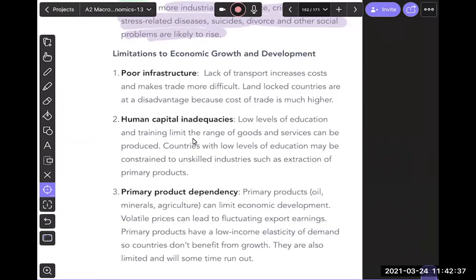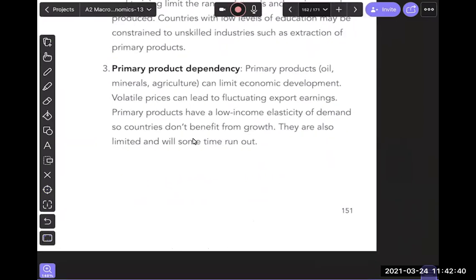Sorry, guys. So, guys, what are primary product dependencies? What are the problems that happen in developing countries? It's just that countries like Pakistan and developing countries mainly rely on primary products, and that can limit economic development, because when you rely on primary products, you are basically relying on a sector which has volatile prices. Prices can go up and down. Primary products also have low income elasticities. We saw this in AS economics, that the demand is not growing as fast as other sectors, and that is basically going to make our GDP values lower than other countries. Make sense? Any questions, guys?